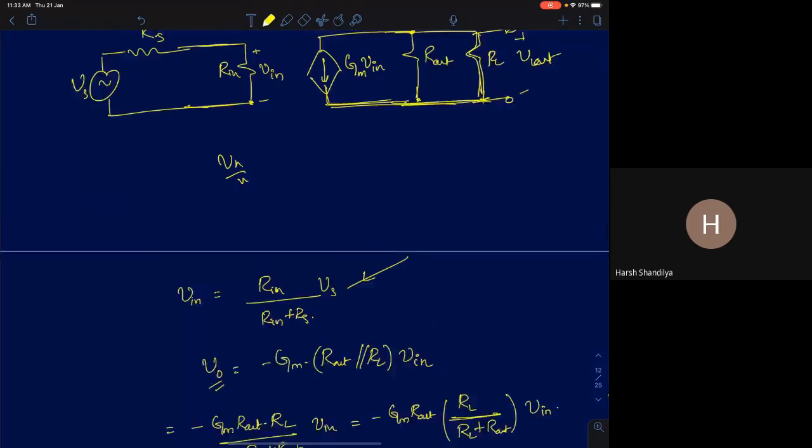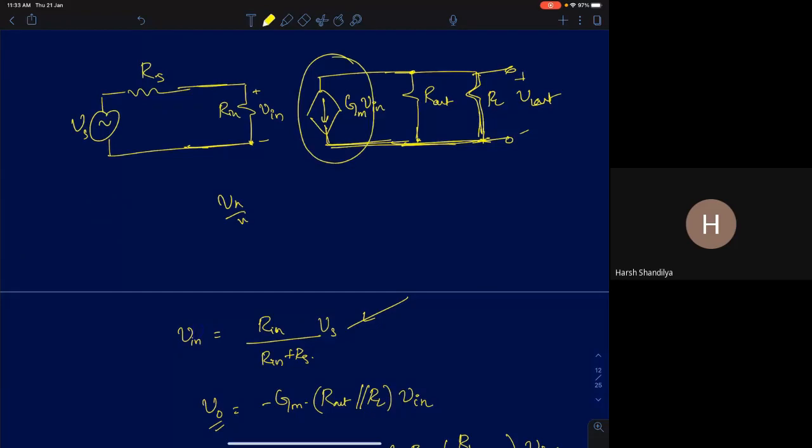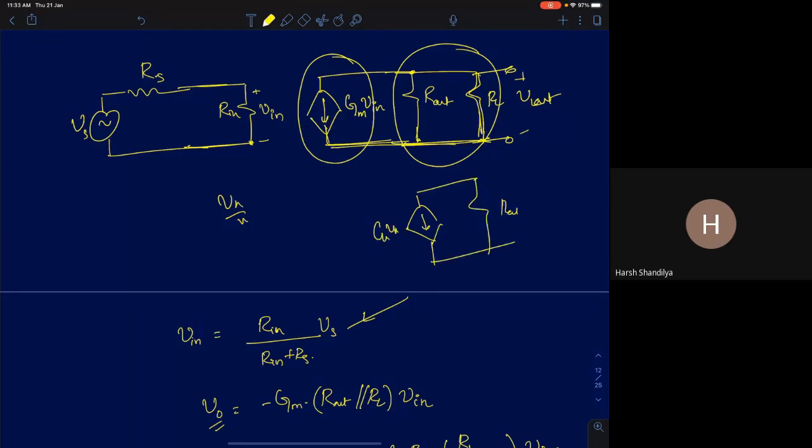Your output voltage, look at this, it's a current source. Can I say these two resistors are in parallel? So you have a situation like this. You have a current source of value GM Vin flowing through a parallel equivalent of R out parallel RL. So now look at this circuit. If you are asked to find the voltage, this is the voltage at this point.